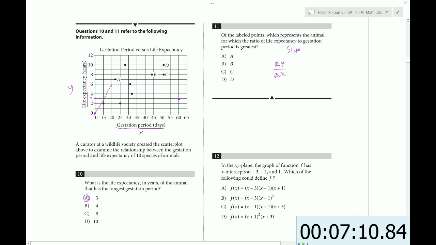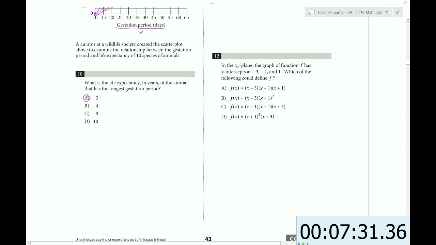All right. Certainly none of these. Oh yeah, so we only get to choose between A, B, C, and D. So here's A, here's B, C, and D. So certainly the highest slope is choice A.